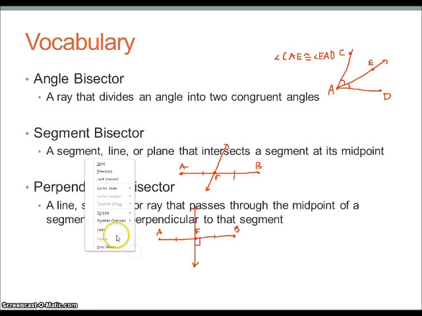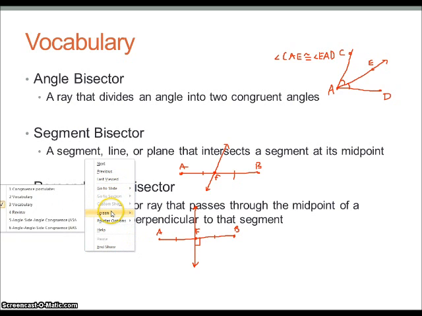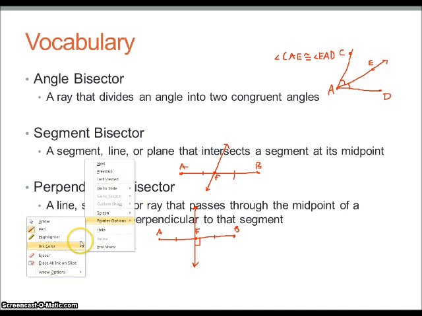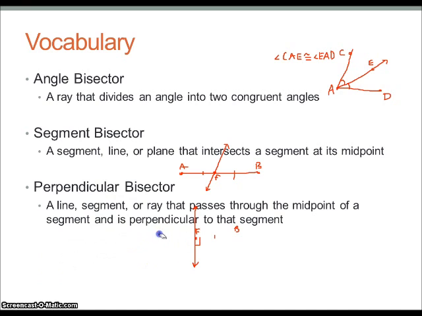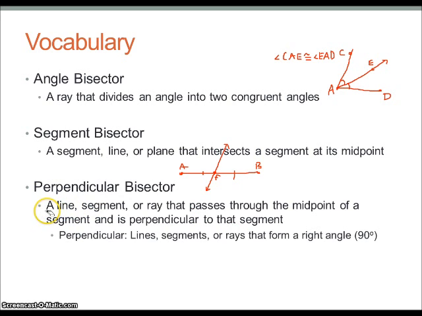I'm going to have to erase this because we have one more definition. Let me just erase this real quick. Now our next definition is perpendicular. Perpendicular is just the line segments or rays that form a right angle, which is 90 degrees.